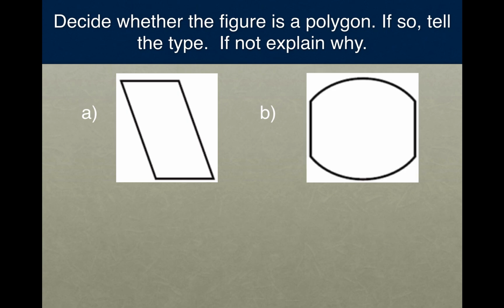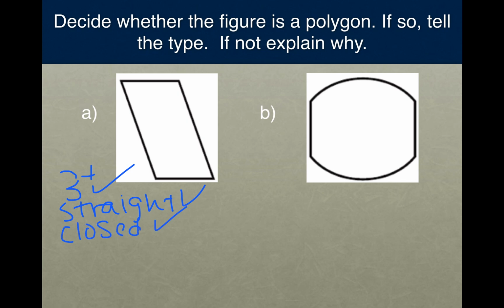Okay, let's see, we're going to decide if these are polygons, and if they are, we're going to say what type. So let's look at our first one. Let's see, it has more than 3 lines. Our lines are straight, and it is closed. So yes, it is a polygon. Now what type of polygon? Well, let's see, it has 4 lines, so that means it's going to be a quadrilateral.